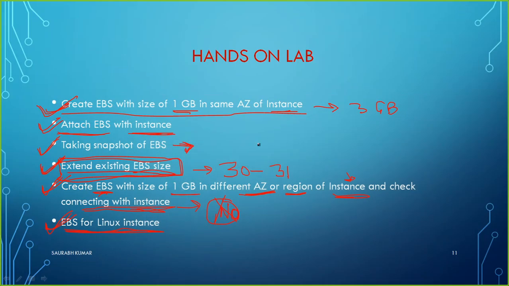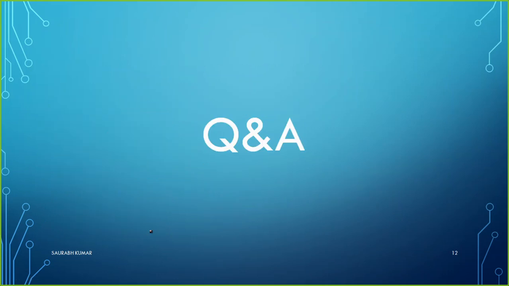Let's come back here. So this was all in this particular session. We have learned about how to create EBS, how to attach, how to take snapshot, how to extend existing EBS, how to create EBS in a different availability zone, and does it work with the different availability zone instance or not. And then we have seen also how to create EBS and attach with the Linux instance. So now it's time to go to the question answer section. So we have a few questions here.